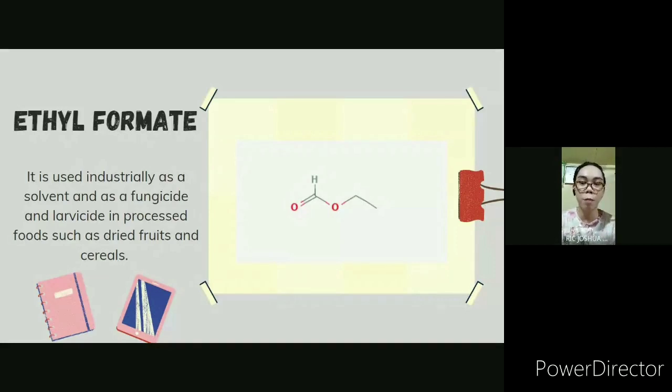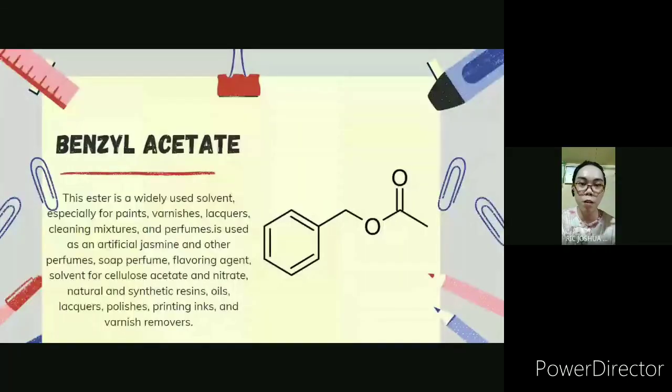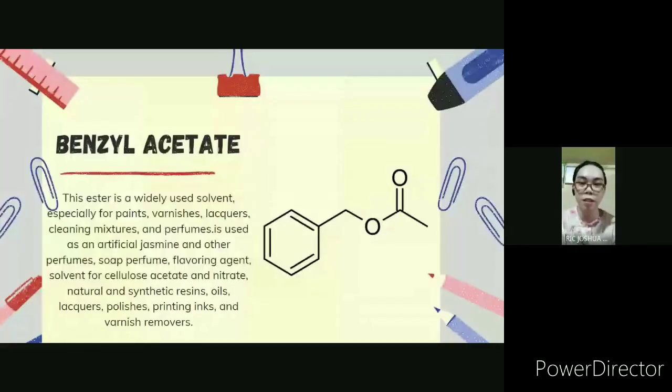And the fourth example is benzyl acetate. Just like the previous ethyl acetate, it is also a widely used solvent. It has an artificial fragrance of the flower jasmine used in perfume and soap perfume, a flavoring agent and a solvent for cellulose, acetate, and nitrate, natural and resins, oils, lacquers, polishes, printing ink, and varnish removers.